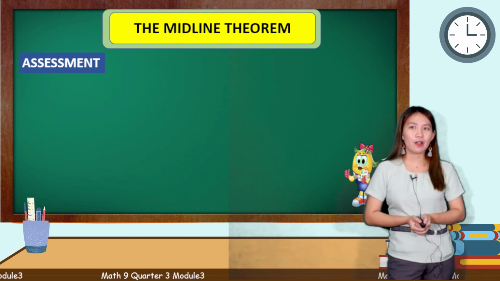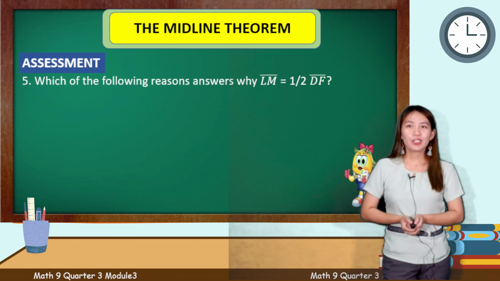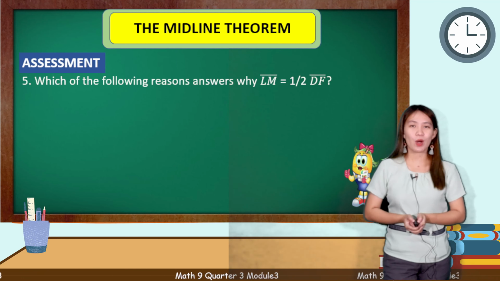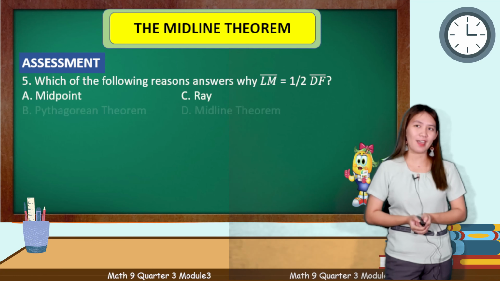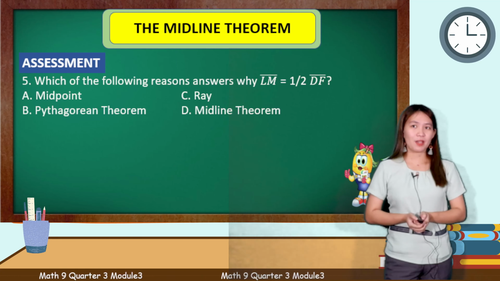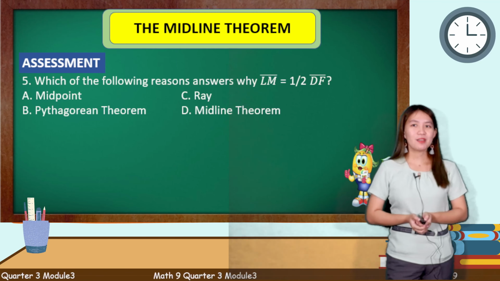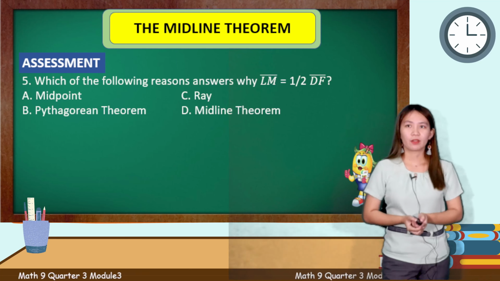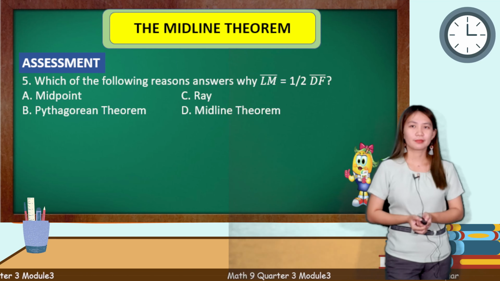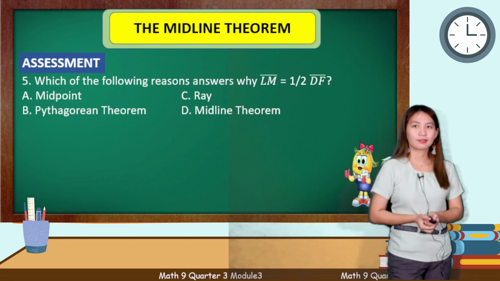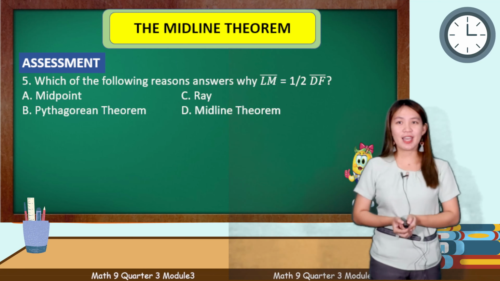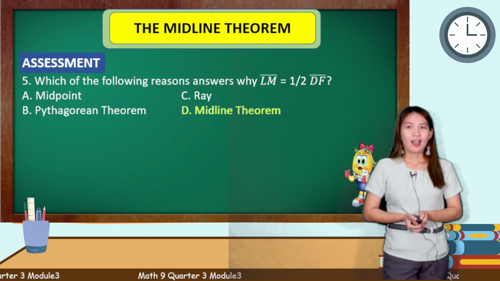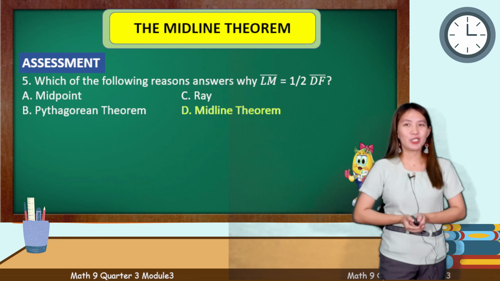And lastly, for number 5, which of the following reasons answers why segment LM is equal to 1/2 the measure of segment DF? Choices: A, midpoint, B, midline theorem, C, ray, and D, midline theorem. The correct answer is letter D, midline theorem. How many correct answers did you get?